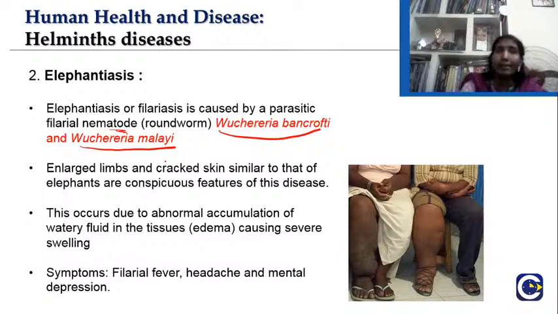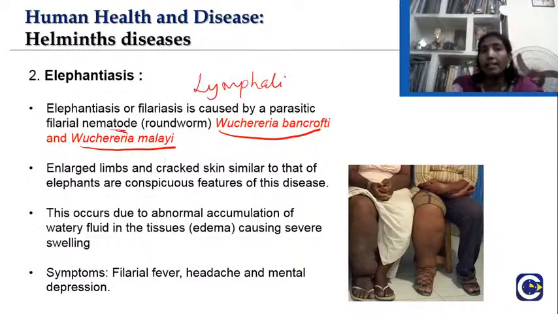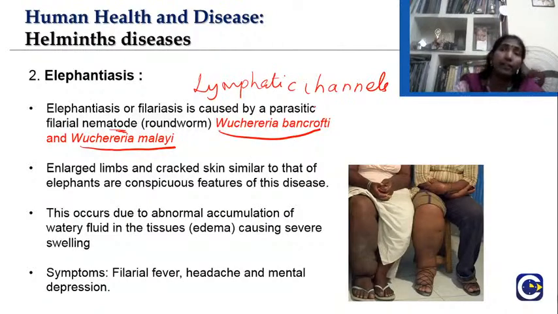Once they bite, these filarial worms will go and lodge in the lymphatic vessels. Once the lymphatic drainage is getting affected, there will be enlargement of the limbs, accumulation, swelling, edema, which we say.